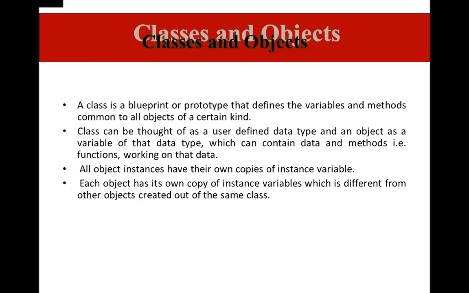A class is a blueprint or prototype that defines variables and methods common to all objects of a certain kind. Or in another way, we can say a class is a collection of different objects of a similar kind. In another view, a class can be thought of as a user defined data type and objects are the variables of that data type. All these objects have their own unique copy of instance variables and behaviors, or I can say methods.